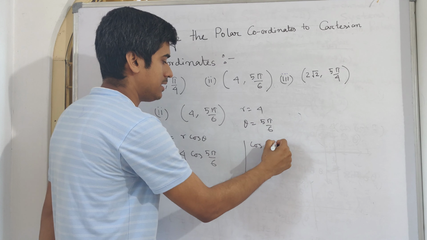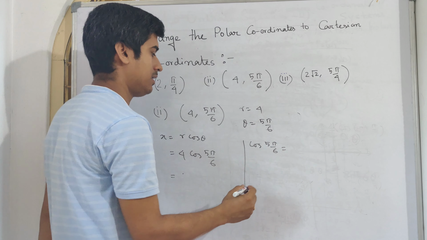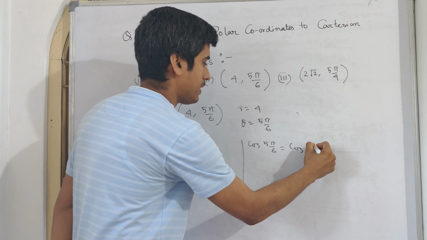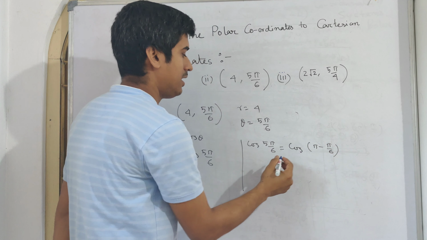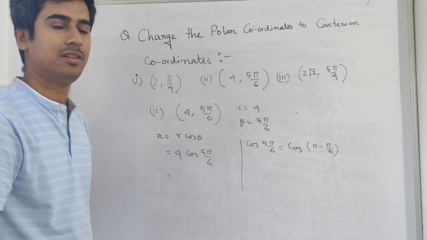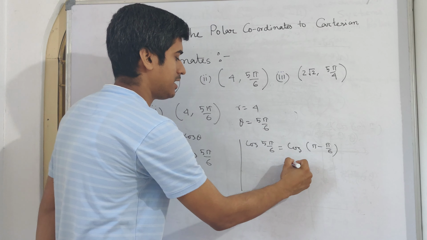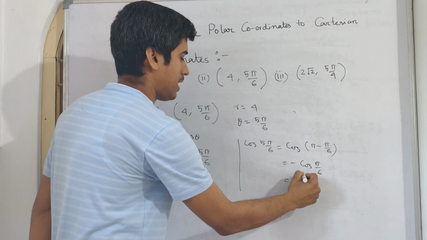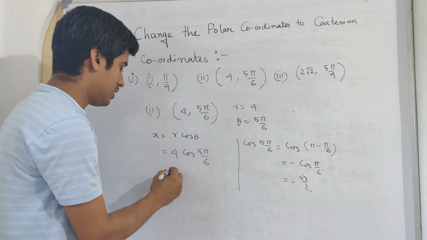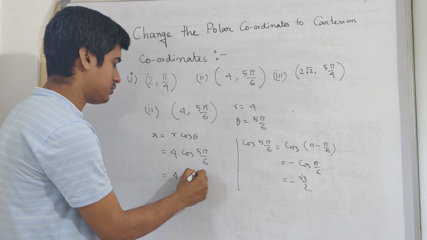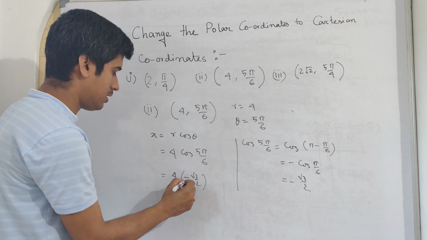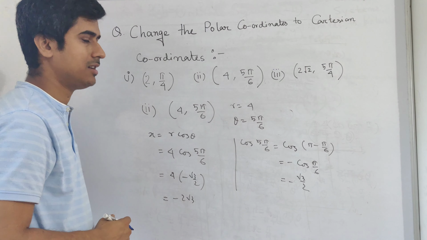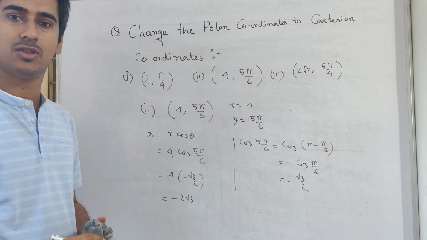Cos 5 pi by 6, we may write it as cos of pi minus pi by 6. The angle is in the second quadrant, so cos theta is negative, that is minus cos pi by 6, that is minus root 3 by 2. So that is 4 into minus root 3 by 2, that is minus 2 root 3. So x equals minus 2 root 3.